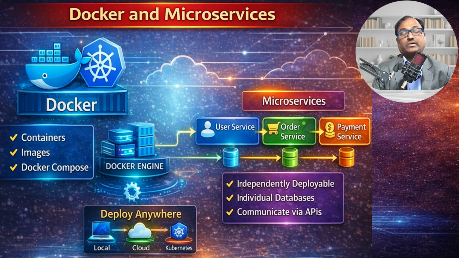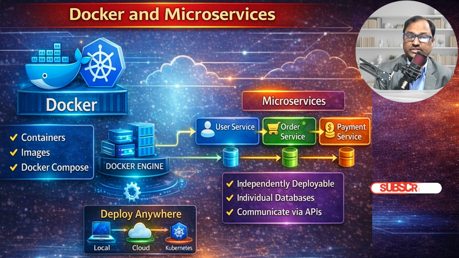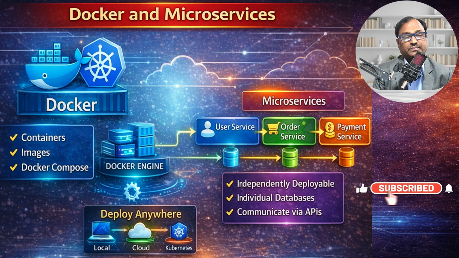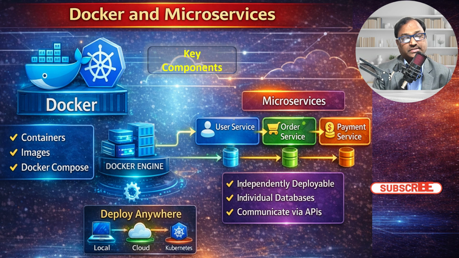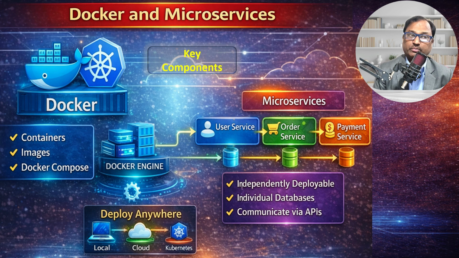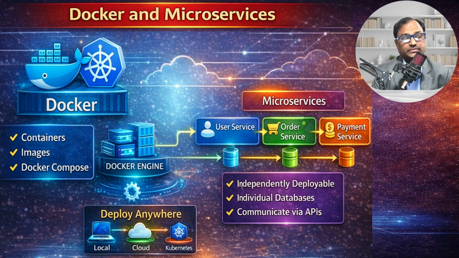Next key topic is Docker and microservices. Docker is a platform used to package applications into containers. A container includes application code, dependencies, runtime environment. This ensures that the application runs consistently across different environments. Key Docker components are Docker images, blueprint of the application, Docker containers, running instances of images, Docker engine, a runtime to manage containers, Docker Compose, it's used to manage multiple containers.